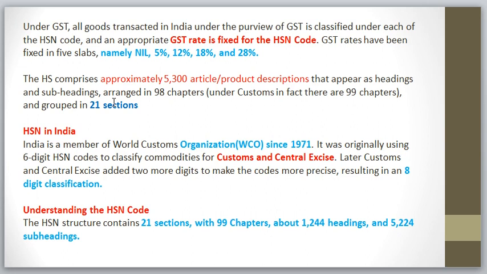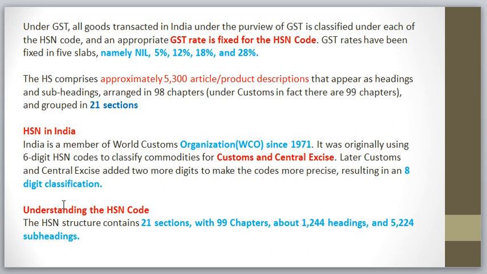In HSN, around 5,300 articles and product descriptions appear as headings and subheadings, arranged in 98 chapters and 21 sections. Generally in India, we have 5,300 articles, goods or products, that have an HSN code. In India we have 99 chapters and 21 sections for this HSN code.